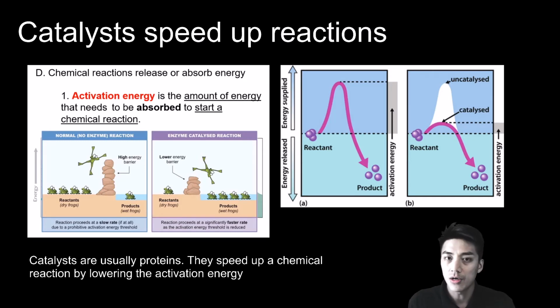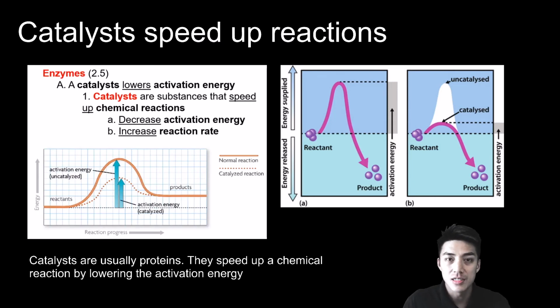So, in order to help, you can have catalysts, which are usually proteins that speed up a chemical reaction. It speeds up a chemical reaction by lowering the activation energy. It removes this hurdle. So you can see in the picture there, the frogs on the left have a tough time jumping over that hurdle or that hill. However, catalysts lower the activation energy, and it makes it easier for the frogs to jump over.